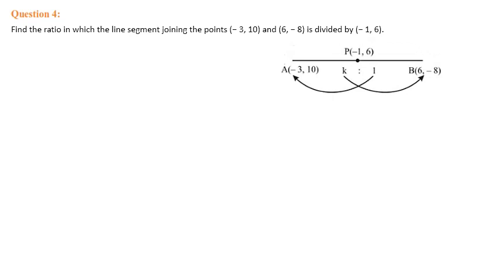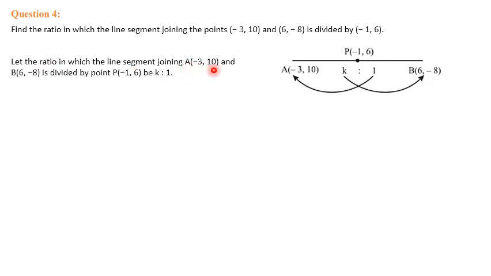So the visualization of the question is here. I have taken the end points A (-3, 10), B (6, -8), and P (-1, 6) as the point of division, and the ratio in which it is dividing is k is to 1. Now assumption part: let the ratio in which the line segment joining A (-3, 10) and B (6, -8) is divided by point P (-1, 6) be k is to 1. Or simply you can write, let the ratio be k is to 1.